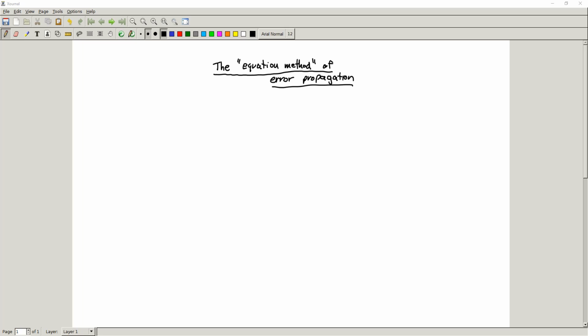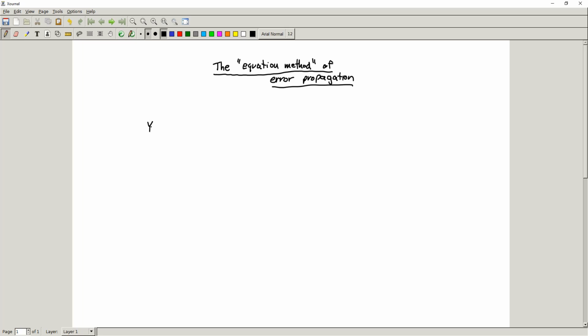When we talk about the equation method of error propagation, we're talking about one specific way to propagate error. There are other ways to do this. We've talked about the brute force method. This video is not going to be about the brute force method. I'm only talking about the equation method here. So what does the lab manual tell us about the equation method?